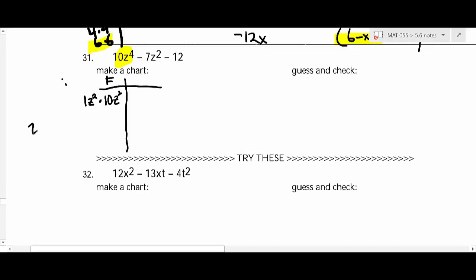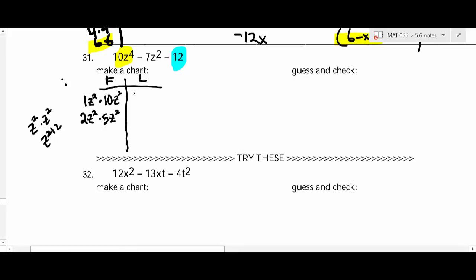In teaching, sometimes students forget when you multiply variables, what do you do to the exponents? You add them. If you don't know that, you won't understand factoring, so that's an important part. What's the other possibility? 2z to the 2nd and 5z to the 2nd. Okay, so those are your possibilities. And then for the last term, we're going to look at all the possible numbers that multiply to give 12.